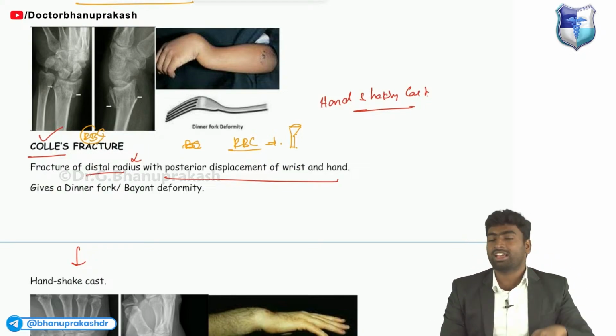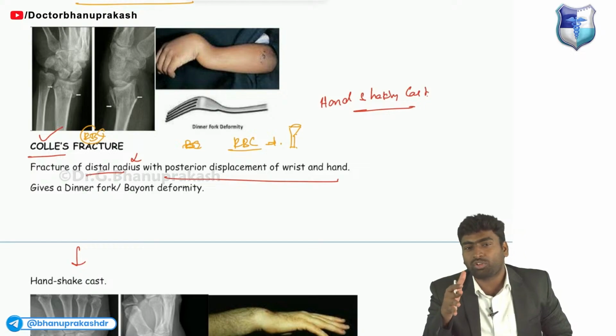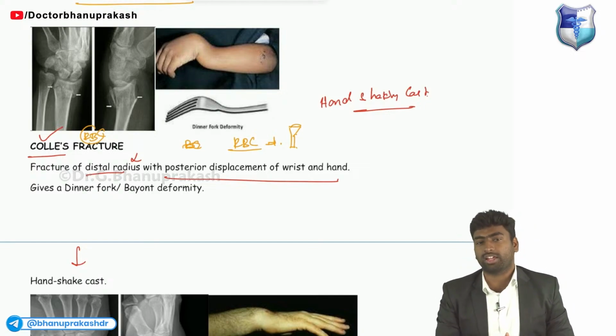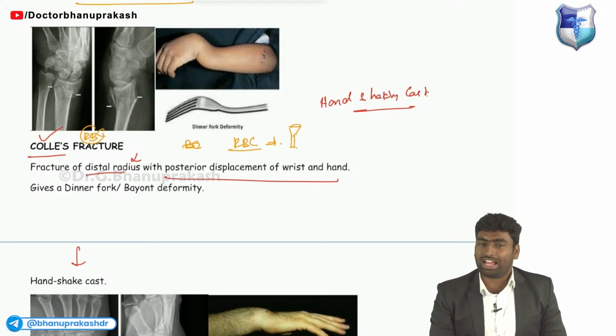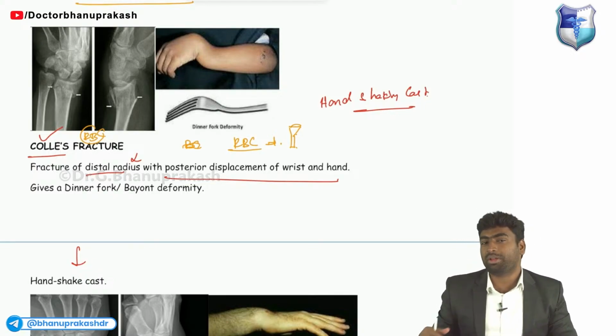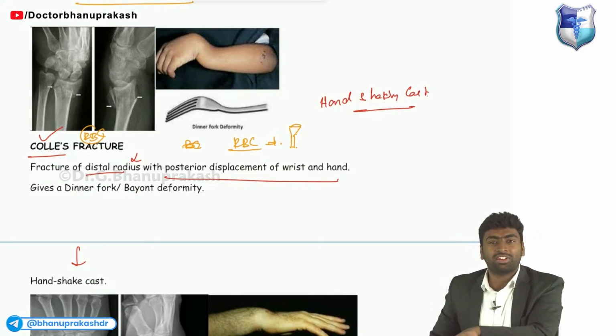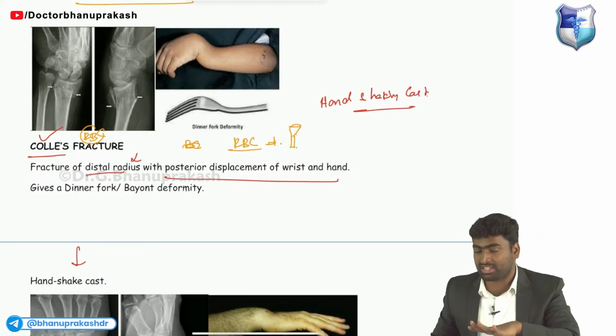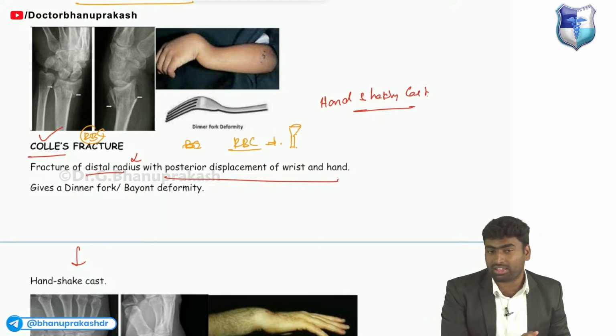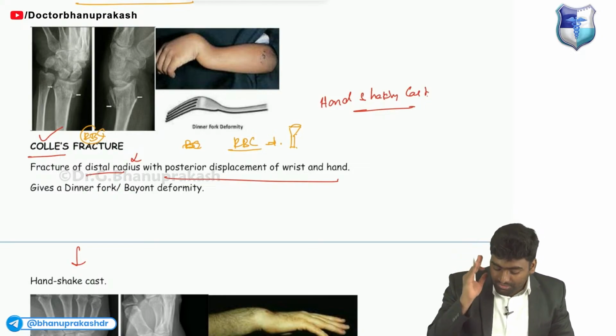So remember two things. Like you will handshake with Virat Kohli and you will ask him to catch up for a dinner. First you will do a handshake. So remember, in the case of Colles fracture, you will be having this handshaking cast, and if it is not healed properly, then it will lead to this dinner fork deformity.